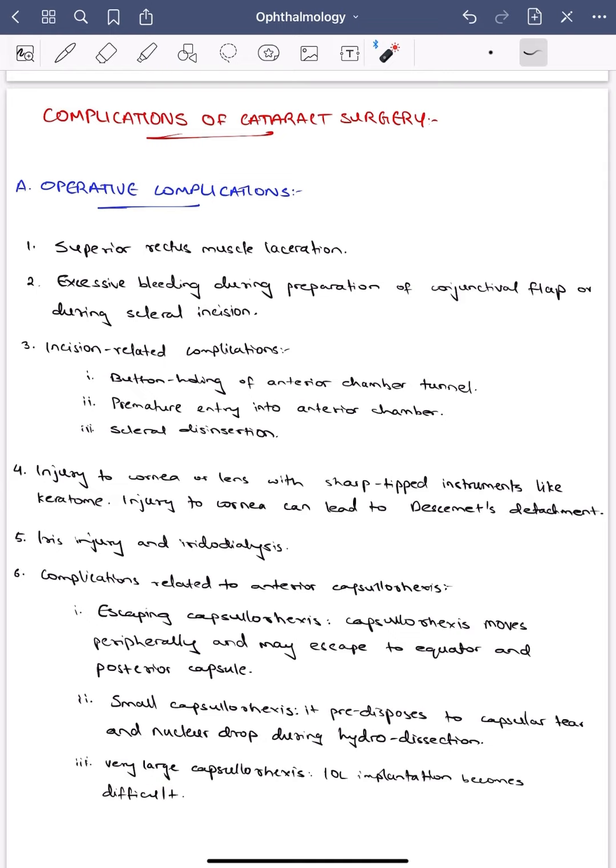Okay, so far we've discussed, you remember the steps. The first is superior rectus bridle suture, and hence in such a step superior rectus muscle laceration can take place. Next is conjunctival flap preparation, and here excessive bleeding may occur. Then incision related complications, then injury to the cornea, lens, iris. Then complications related to anterior capsulorhexis. We have escaping capsulorhexis, small capsulorhexis and very large capsulorhexis.